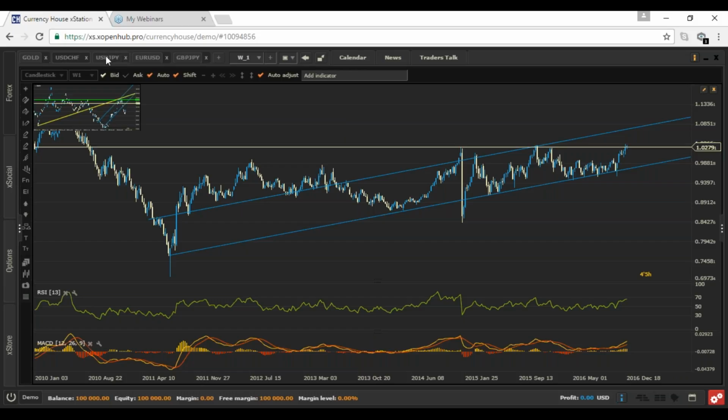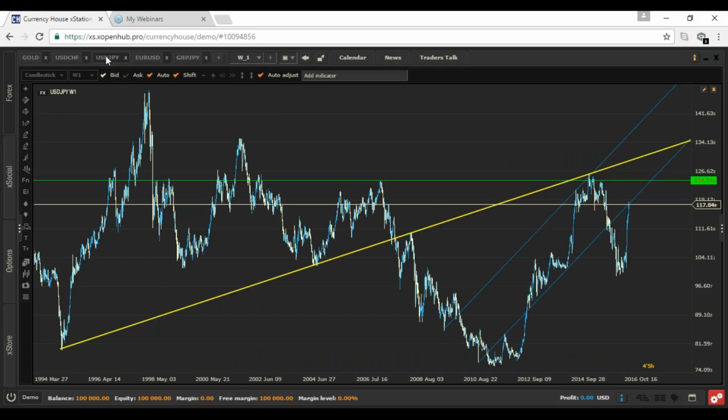Next is a very interesting pair, the US dollar compared to the Japanese yen. Again, the same time frame for this chart, and we see the weekly chart here. But first of all, I will try to explain what the Japanese yen is. The Japanese yen in the markets has always been an indicator of the risk appetite of investors.